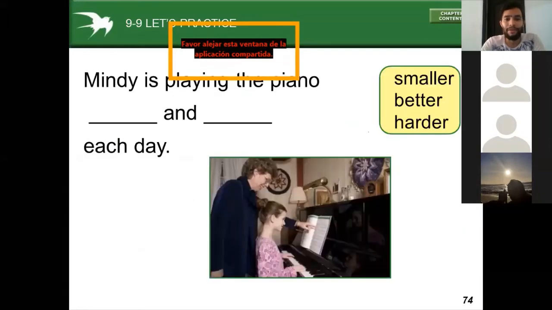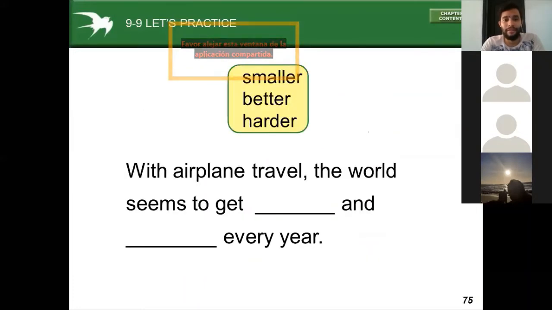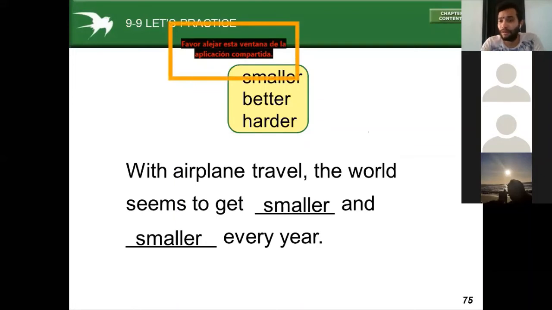Right. How about this one? Mindy is playing the piano better and better each day. All right, better and better each day. How about here? With airplane travel, the world seems to get smaller and smaller. All right, smaller and smaller every year. So very good, easy, right? This only shows intensity. That's it.